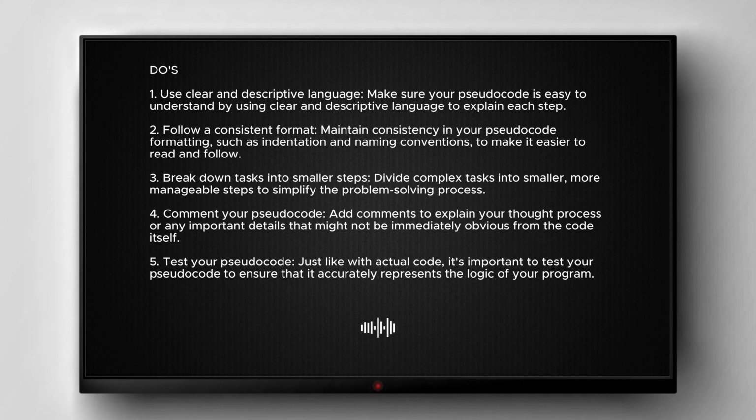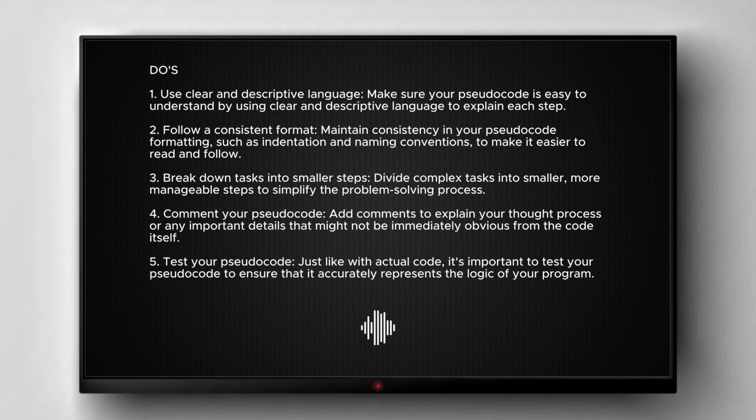Pseudocode do's and don'ts. Do's. 1. Use clear and descriptive language. Make sure your pseudocode is easy to understand by using clear and descriptive language to explain each step. 2. Follow a consistent format. Maintain consistency in your pseudocode formatting, such as indentation and naming conventions, to make it easier to read and follow.